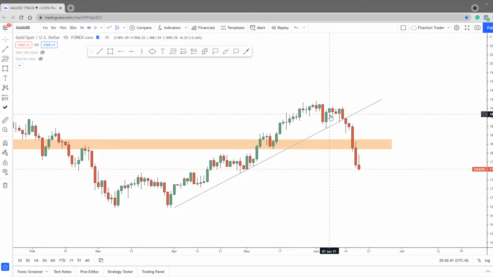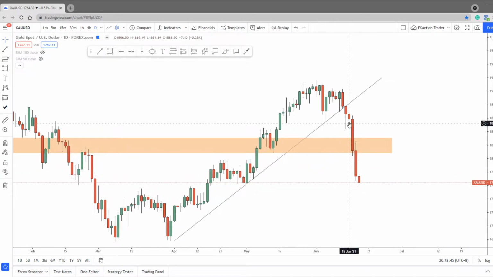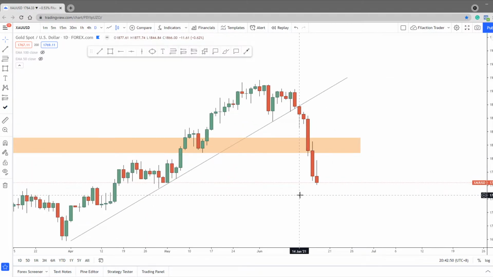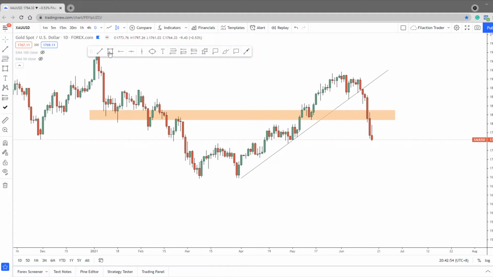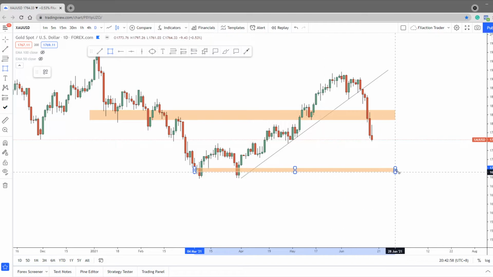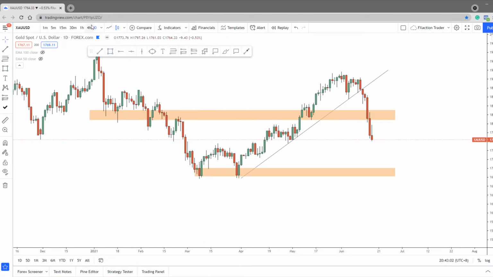But when the market retested this level, we did not see any sign of rejection and the market just broke down with very strong momentum. So meaning to say that there is a very high chance for the market to retest the previous low at 1700. So let us go to H4.